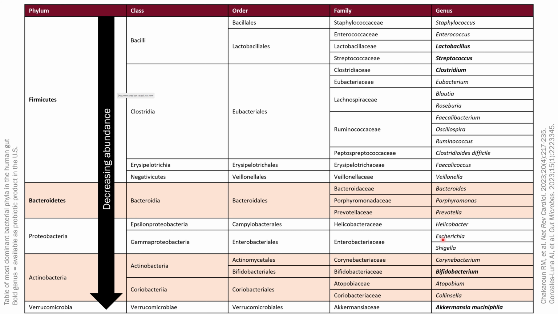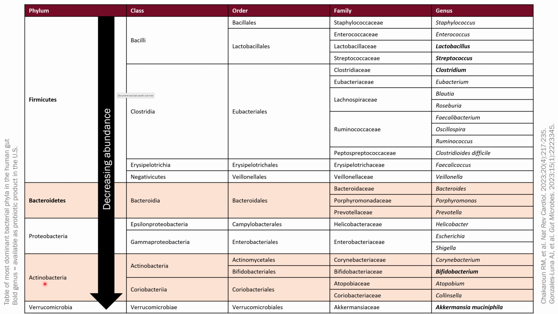Now, in human flora, there are 5 phyla that essentially make up the flora. These are in order of decreasing abundance. The most common phylum is the Firmicutes, or Firmicutes, some would say. The second one is Bacteroidetes. The third one is Proteobacteria. The fourth one is Actinobacteria.